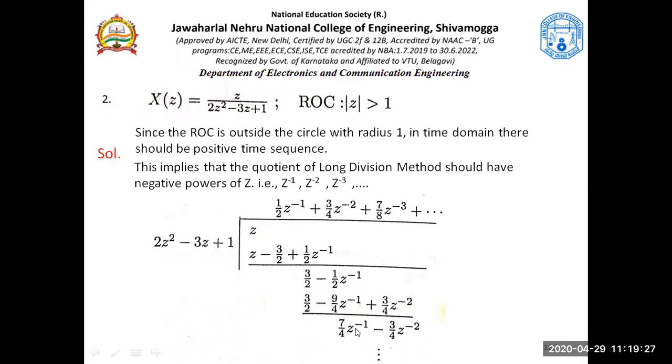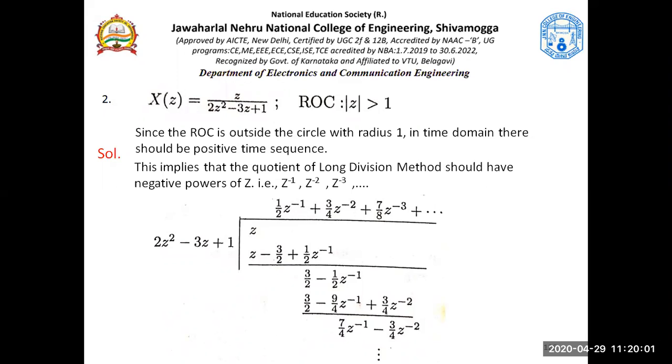Cancel that, and what is left out next? 7 by 4 Z inverse. How to get rid of the 7 by 4 Z inverse? By multiplying this equation by 7 by 8 Z to the power minus 3. If you multiply Z to the power minus 3 to Z square, you will be left with Z to the power minus 1. What we need is 7 by 4, so you multiply 7 by 8 to this. So it would become 7 by 4, as we have done here. Here we have stopped with 3 terms. You can go one more step further. 3 or 4 terms is sufficient.